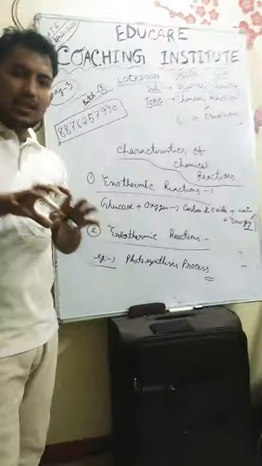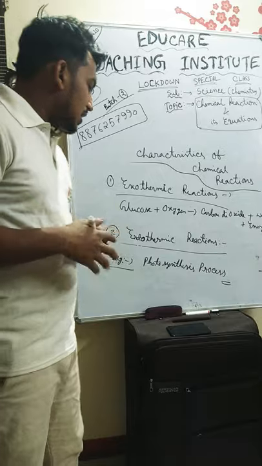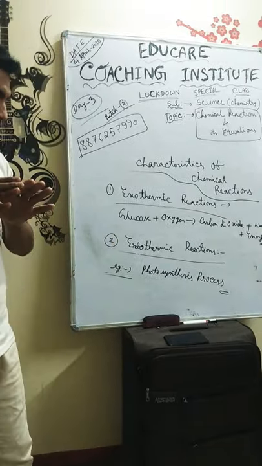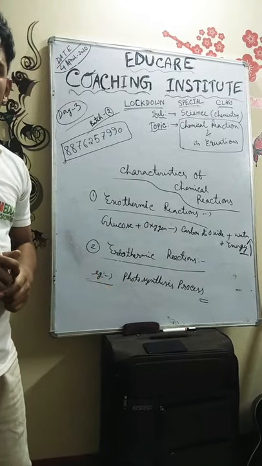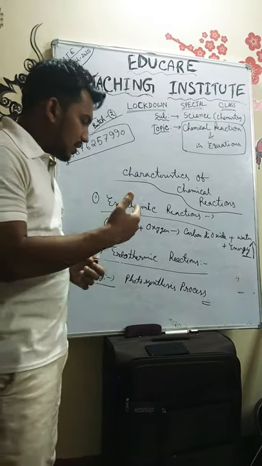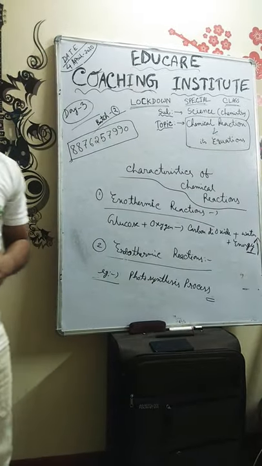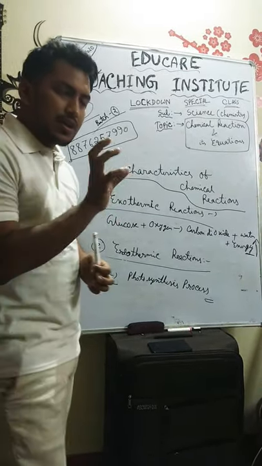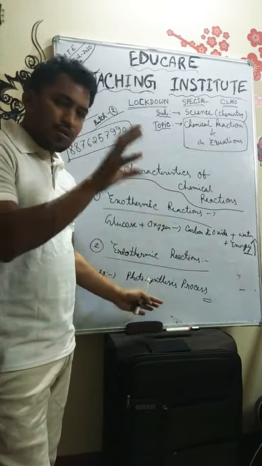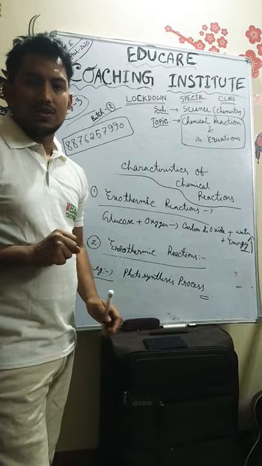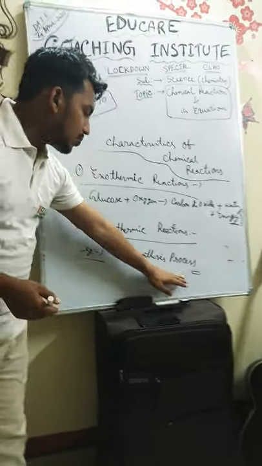So ultimately, these are the substances it uses. This type of substances are used in the photosynthesis process so that they can leave the oxygen to the atmosphere, they can get their own food, okay, through their particular process. So ultimately, this is involved in the photosynthesis process.